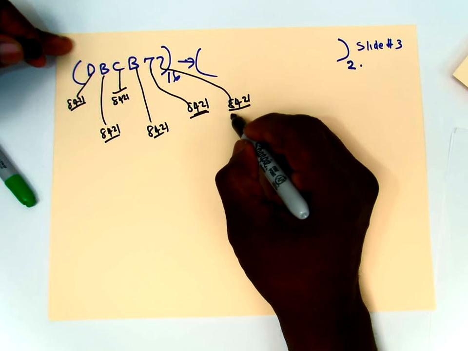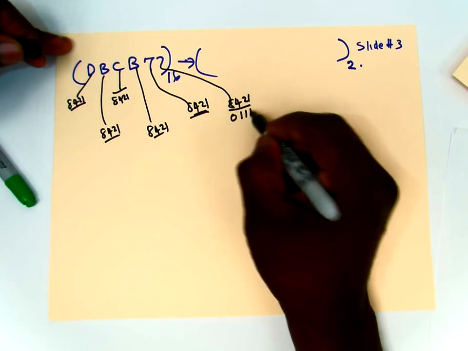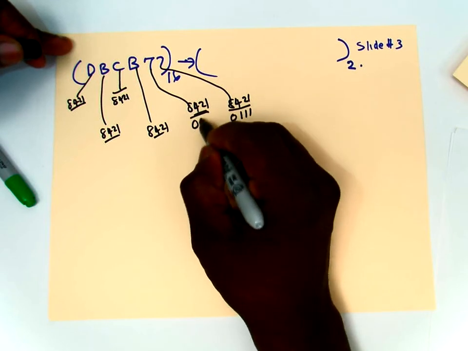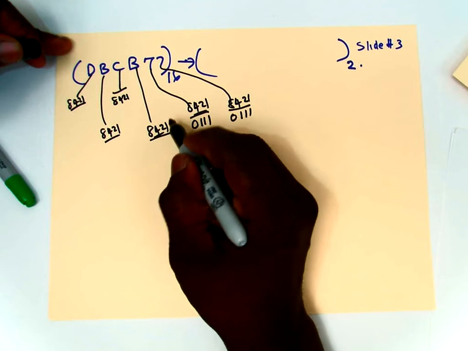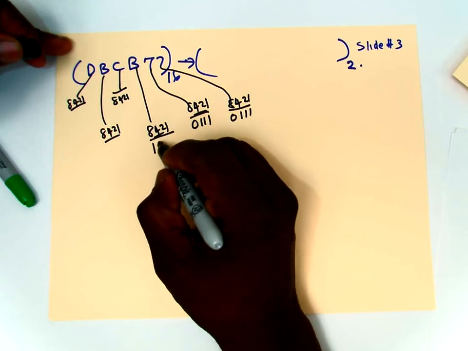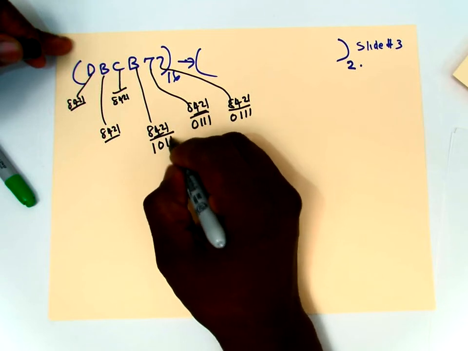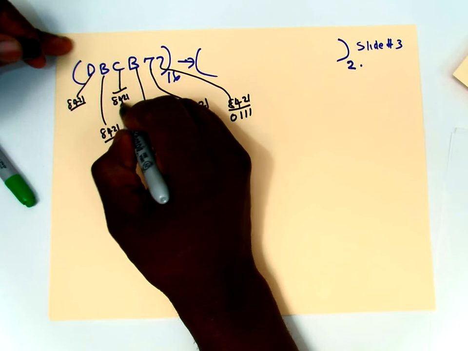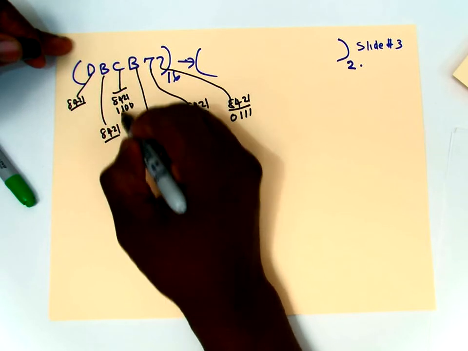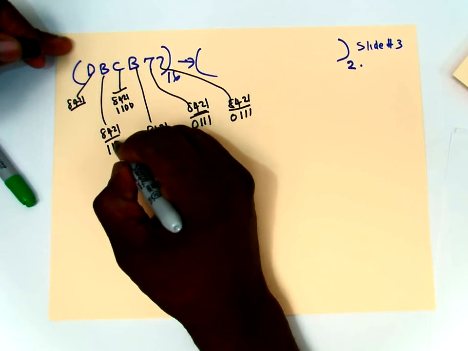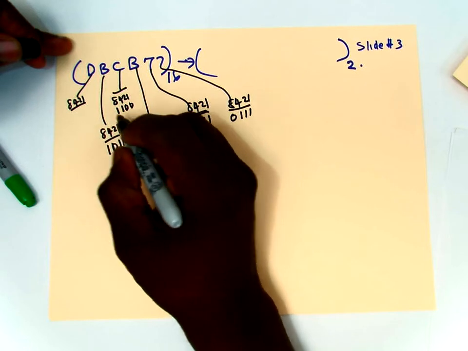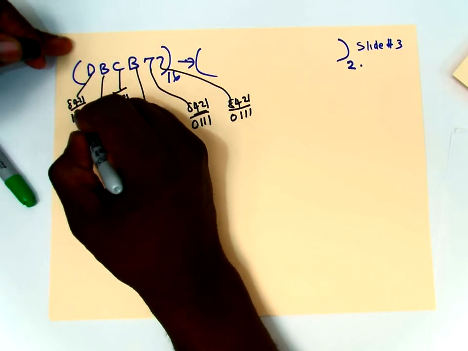Okay, let's start with 7. With 7, I only need 421. 7 again, 0, 1, 1, 1. B is 11. I need 8. I don't need 4. I need 2 and 1. C is 12. I need 1, 1, 0, 0. B is 11, 1, 0, 1, 1. And D is 13, 1, 1, 0, 1.